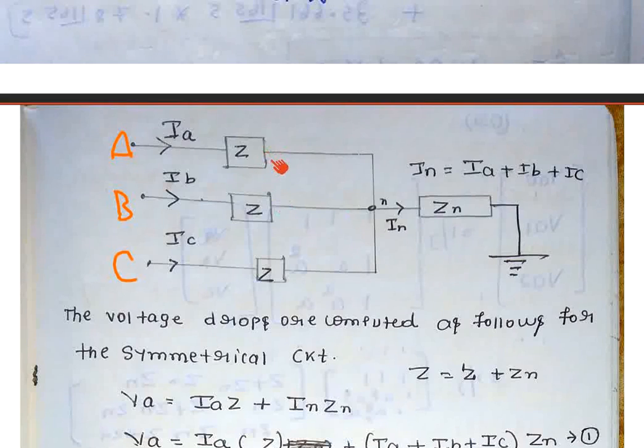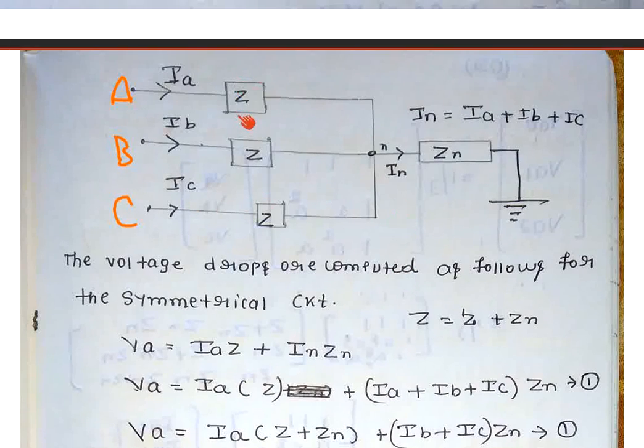Z is the impedance of phase A, Z is the impedance of phase B, and Z is the impedance of phase C. IA, IB, IC are the line currents. All these line currents are meeting at this point. I will name it IN.